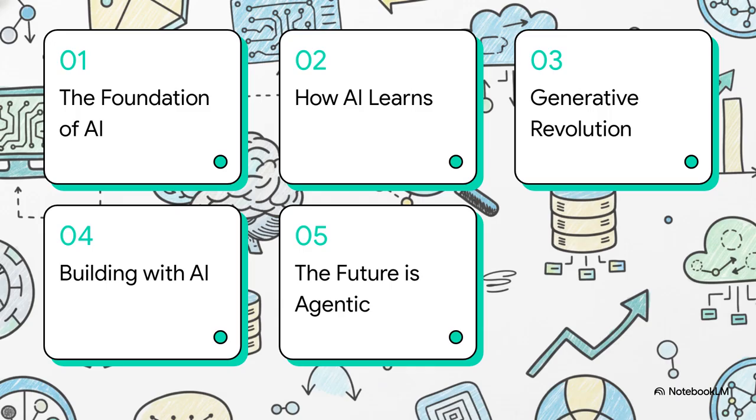We've got 5 main stops on our tour. We'll start at the very beginning with the foundations of AI. Then, we'll get into how it actually learns. From there, we'll dive into the generative AI that has completely changed the game. Then we'll look at how people are actually building with it. And finally, we'll take a peek into the future with something called agentic AI.